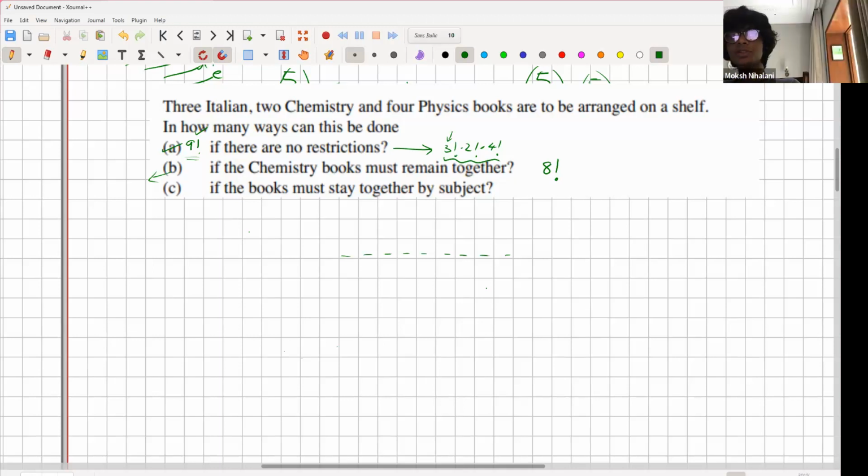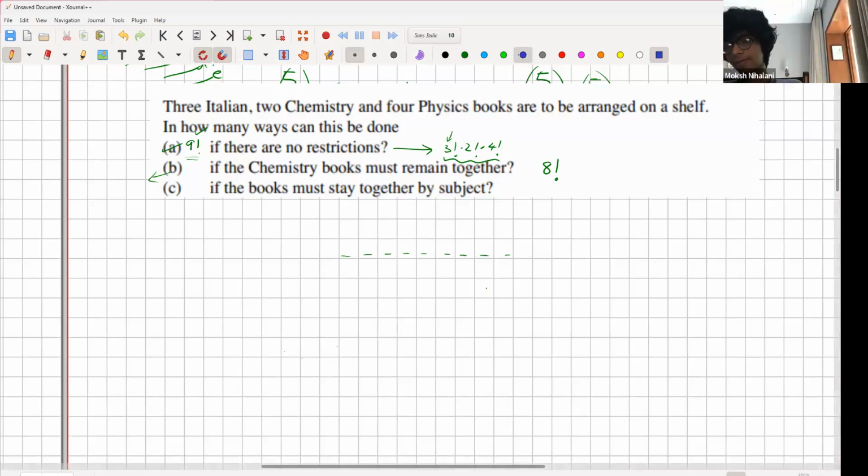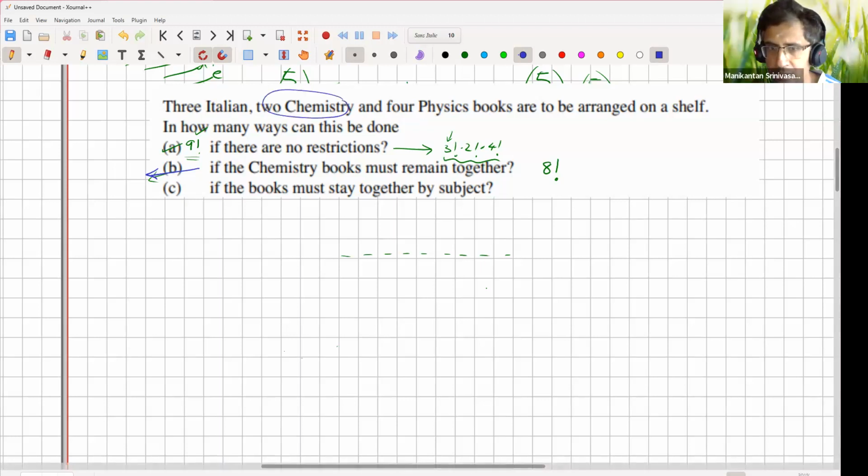So for this question, I like to use the method you used for the previous question. Fine, if you compare different methods, you have 2 options. Either you can say out your method, or you can agree or disagree with his method. I disagree with this method. Okay, all right. First call out your method, then we'll come back to his. If you consider the 2 chemistry books as one big block, you get 3 Italian, 4 physics, and 1 block. So that's 8. Okay, 8 so far I agree.